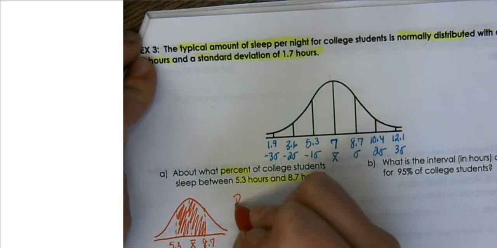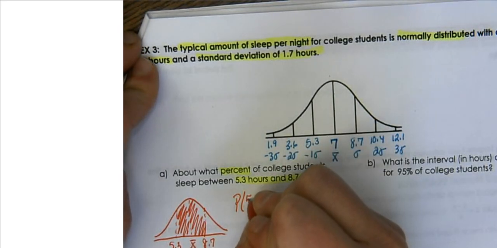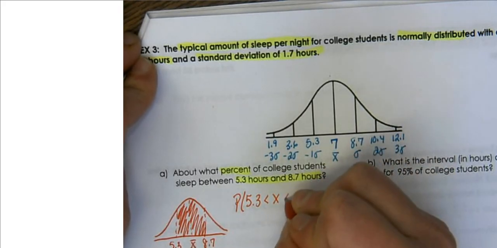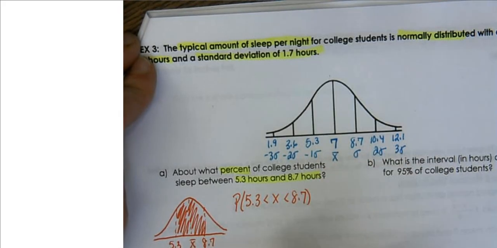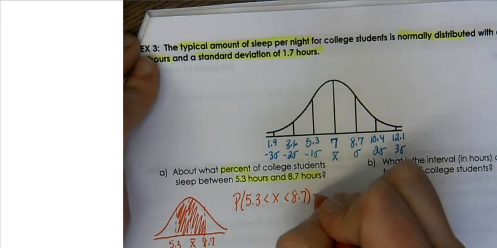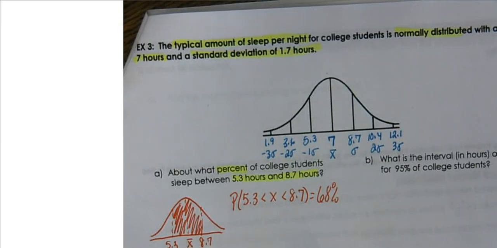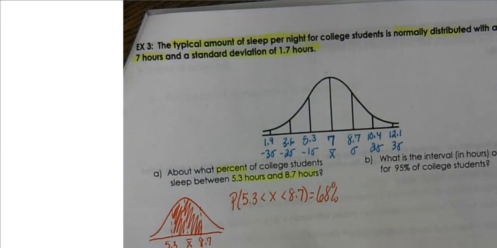So I want to find the probability that their sleep is in between 5.3 and 8.7. So I want to see this probability statement. And if you already know that it's 68%, then that is perfectly fine, but I do want to see you write it out properly. All right, let's go ahead and look at letter B.